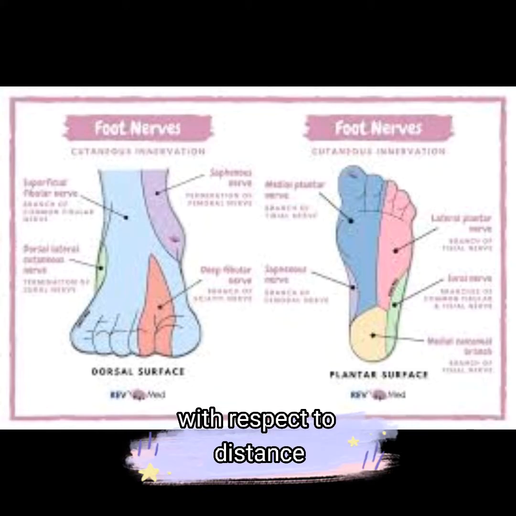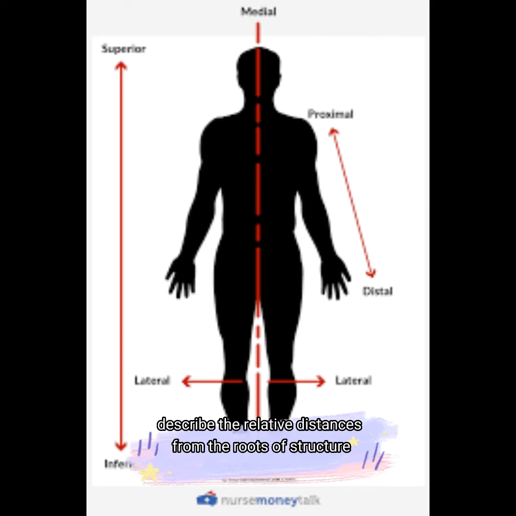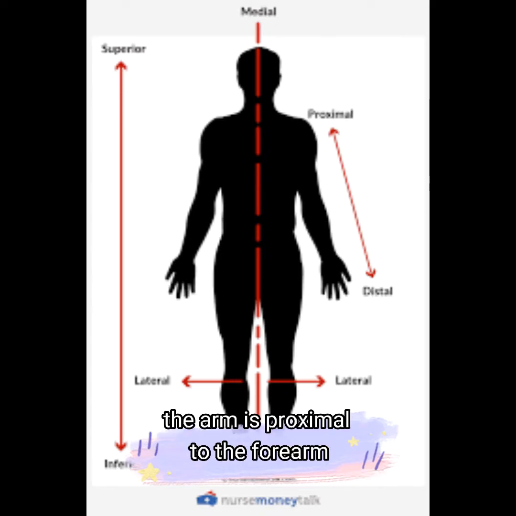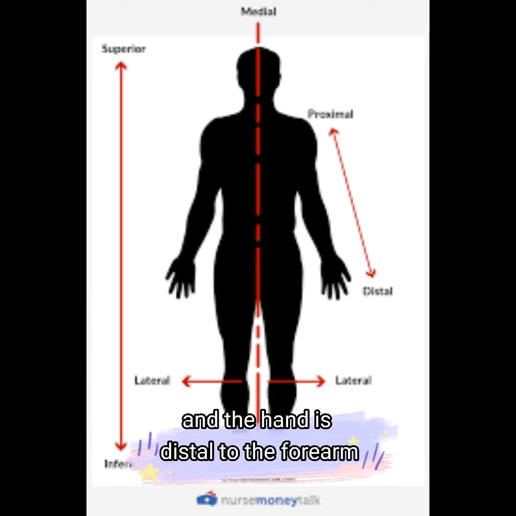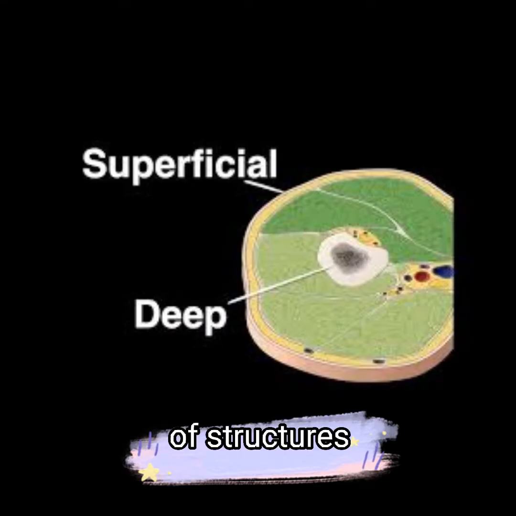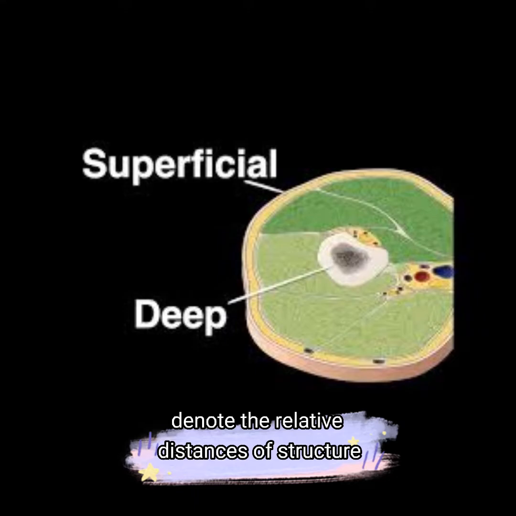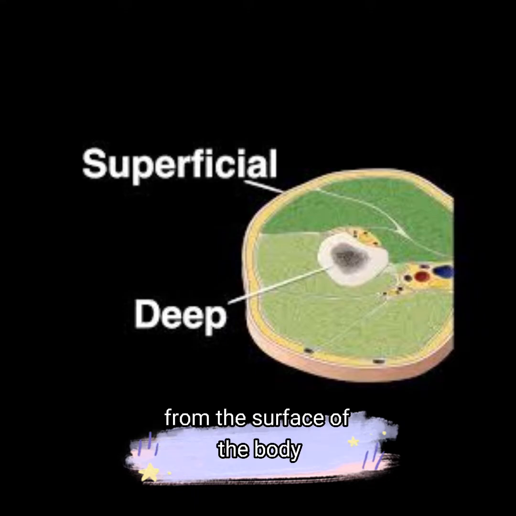With respect to distance, we use two terms, proximal and distal. The terms proximal and distal describe the relative distances from the roots. For example, the arm is proximal to the forearm and the hand is distal to the forearm. For the denotation of distances of structures from the surface of the body, we use two terms, superficial and deep. The terms superficial and deep denote the relative distances of structure from the surface of the body.